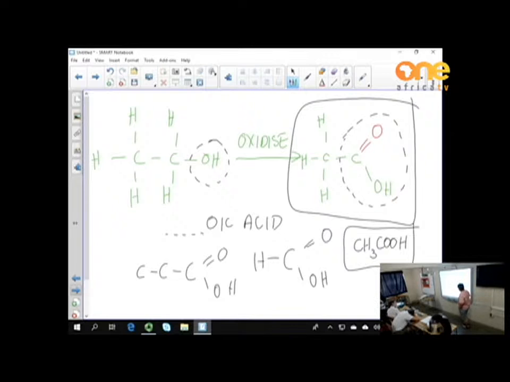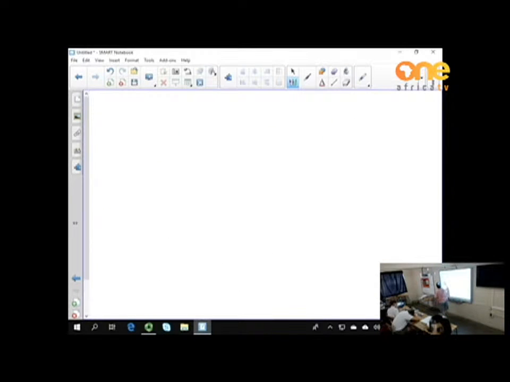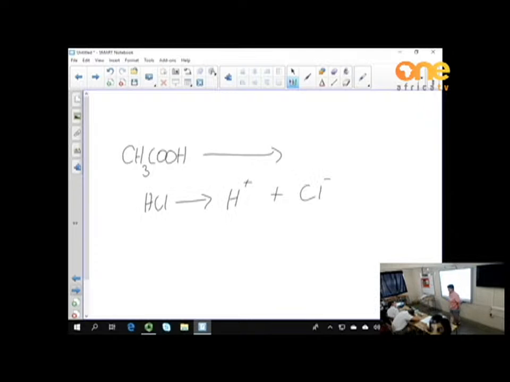Now, how does a carboxylic acid ionize? What would that reaction look like? Well, we will have CH3COOH. Now, what happens when acids ionize? For example, if I had hydrochloric acid, I get ions. Now which hydrogens would form the ions? Because I have 4 hydrogens there.